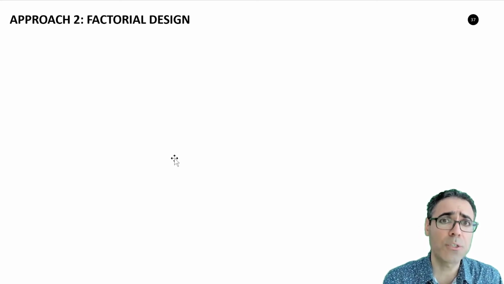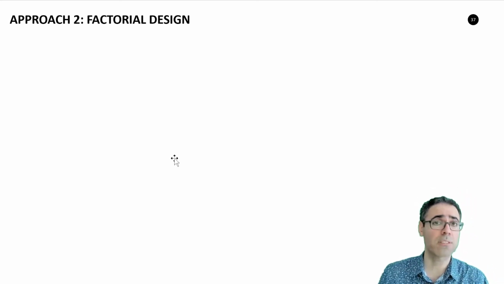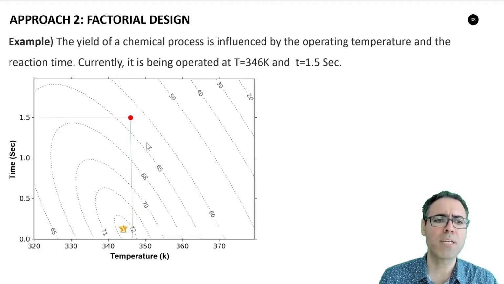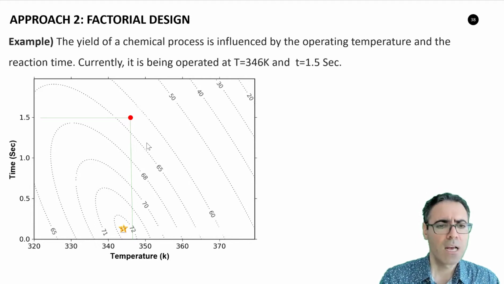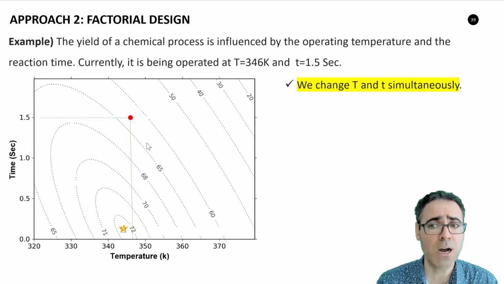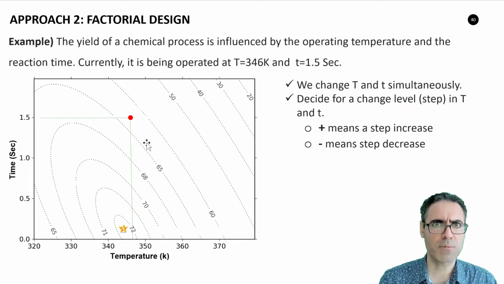Let's switch to another approach, second approach, which is factorial design. And factorial design means we change everything simultaneously. Let's analyze the same example. Now we know what the story is, right? This time we want to change temperature and time simultaneously. So this is how we are going to proceed.